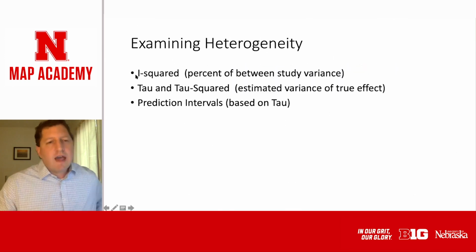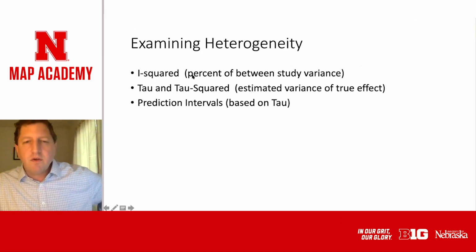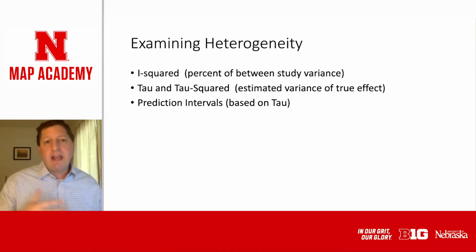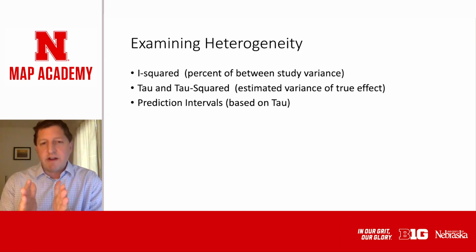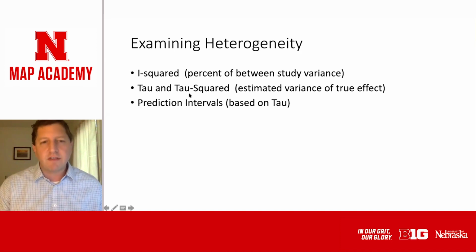Okay, so the I-square value that R gives you is the percent of the variance that's due to between study variance. And so that's important to know, because if it's high, say like 80% of the variance is between study variance, then that means that we can analyze that. One of the issues though is that it could be that there's a really small amount of variance, and 80% of it is between study variance, but there's really not a lot there. So we need to look at some other statistics like the tau and tau squared, which gives the estimated variance of the true effect, and prediction intervals, which are based on tau.